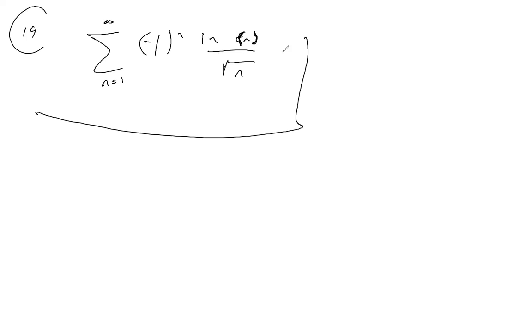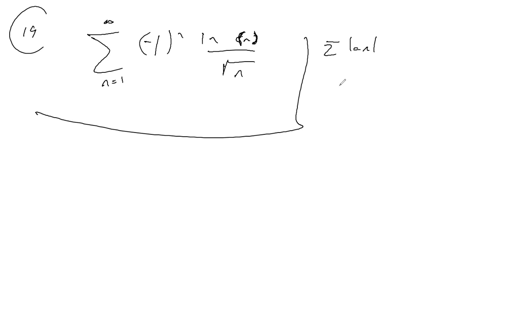This is another one that if you tried the ratio test, you would get a limit equal to 1. So that tells me it's probably going to be conditionally convergent. So let's just try and show it's conditionally convergent. Let's see, what do I need for that? I need to show this is divergent.